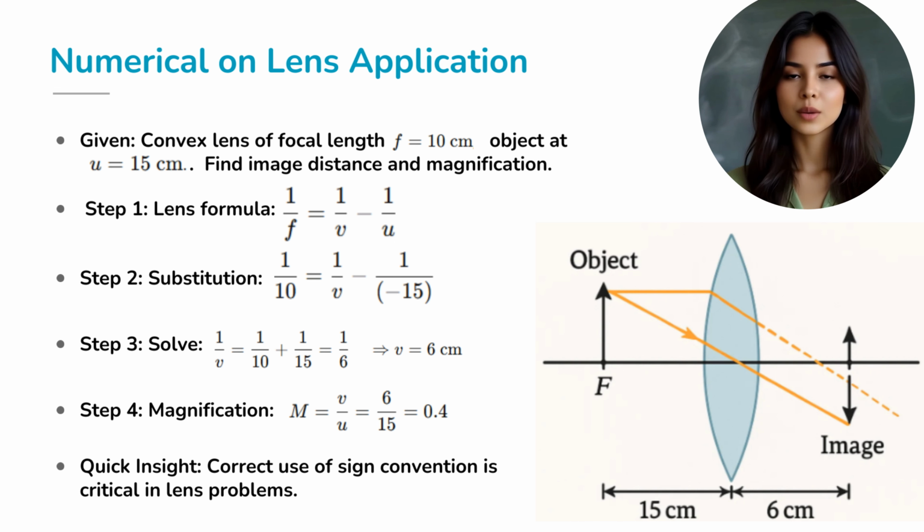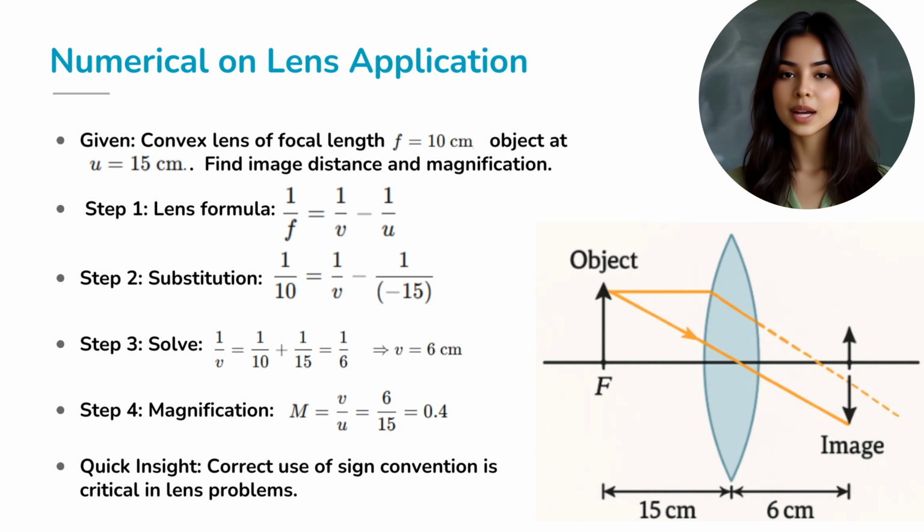Rearranging the equation, 1 divided by v equals 1 divided by 10 plus 1 divided by 15. Solving this, we get v equals 6 centimeters. So, the image is located 6 centimeters from the lens.